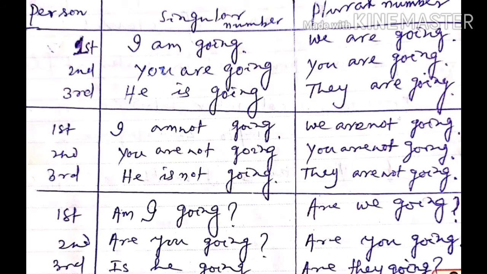For example, I am going, we are going, you are going, he is going, they are going. I am not going, we are not going, you are not going, he is not going, they are not going. Am I going? Are we going? Are you going? Is he going? Are they going? Etc.